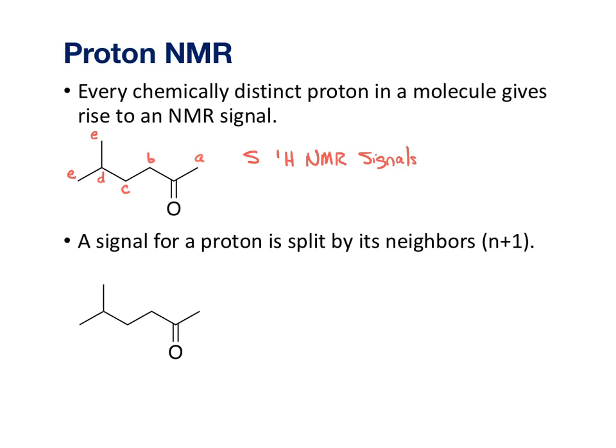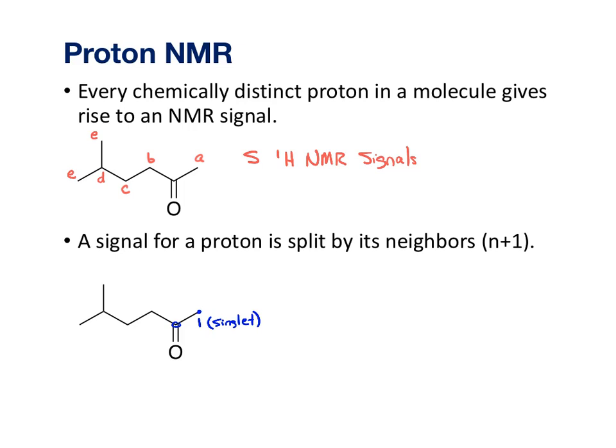And then those signals are split by the neighbors. So what that means is you count the number of protons on the neighbor and add 1 to that. So if we work through this one, if we look at this carbon, here's its neighbor. The neighbor has 0 protons. 0 plus 1 is 1. So that is just going to be a single line, which is called a singlet.